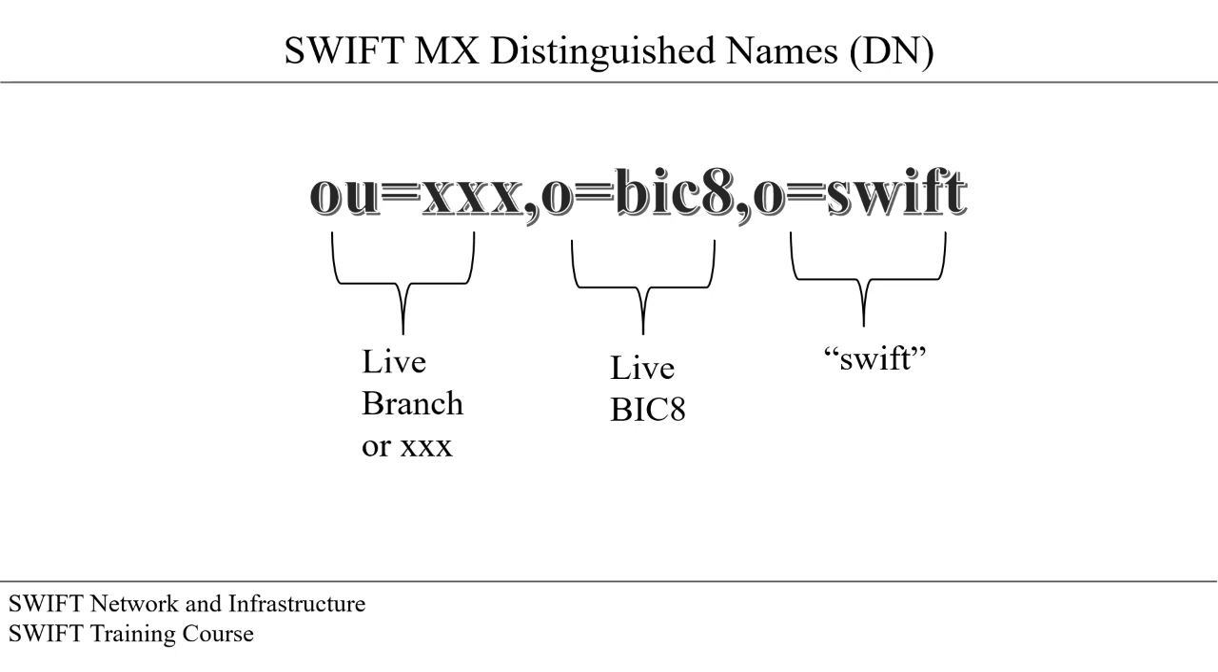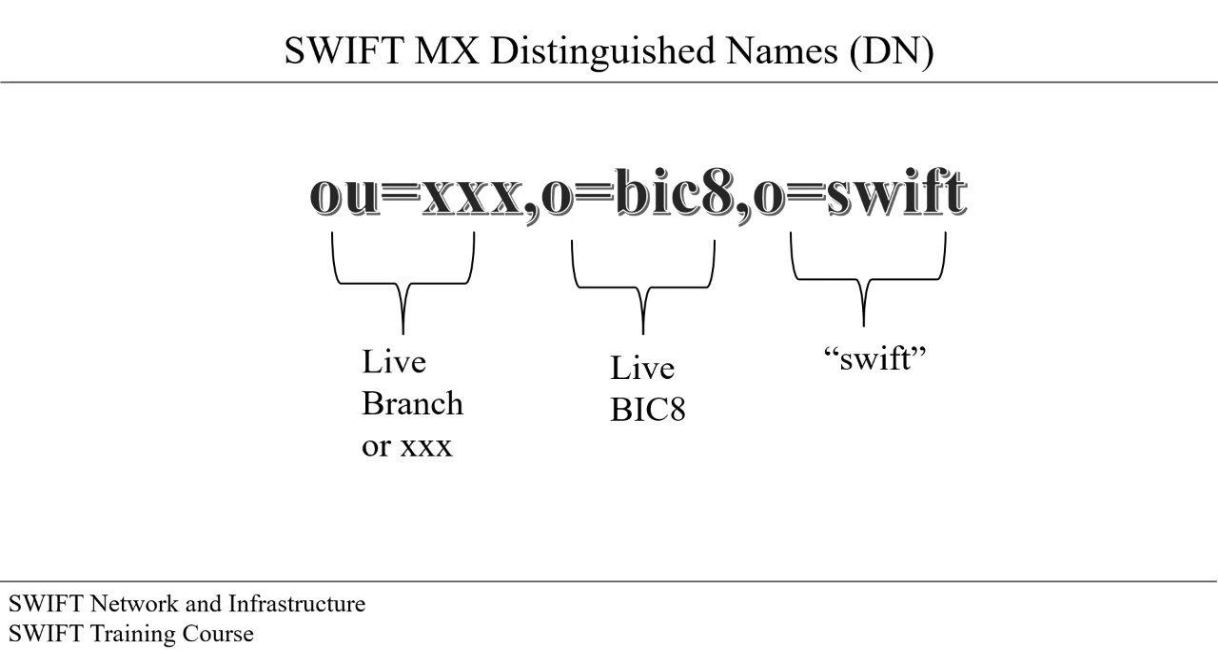Swift MX distinguished names, DN. These are the equivalent of a BIC, bank identifier code, for an MX message. The only difference is that Swift Interact, which is the service that MX messages, ISO 20022, use, has a different type of identifier, and that is the DNs, distinguished names. These are unique to a bank or financial institution on the Swift network.